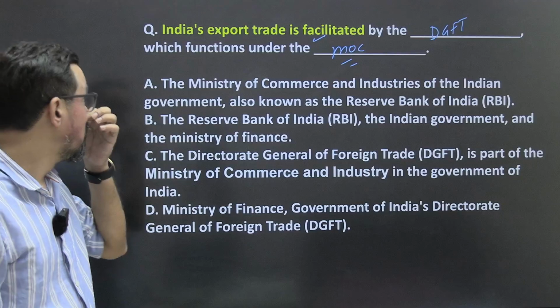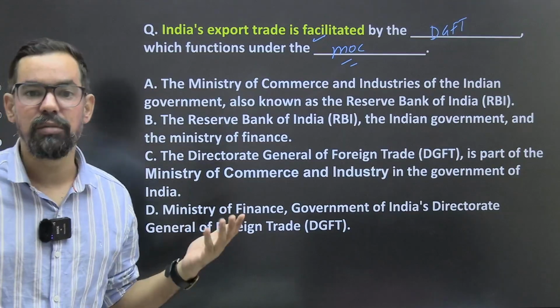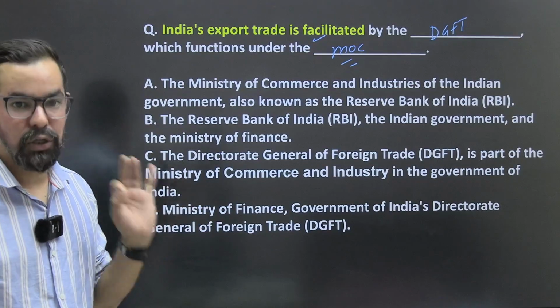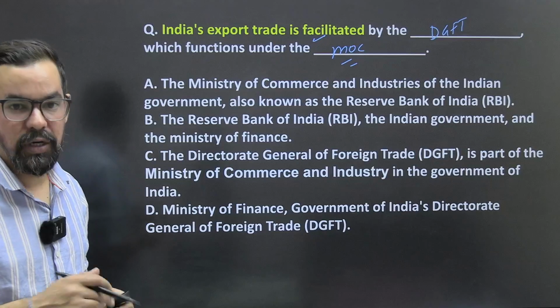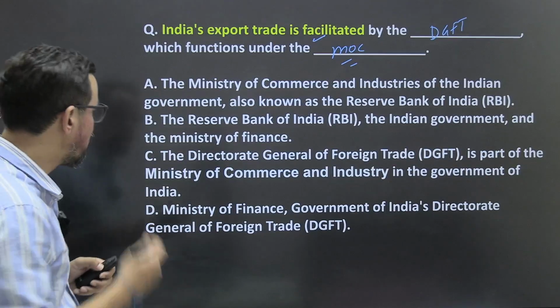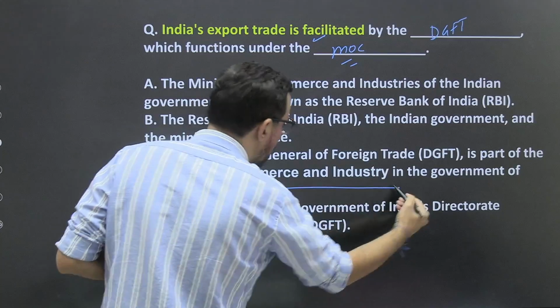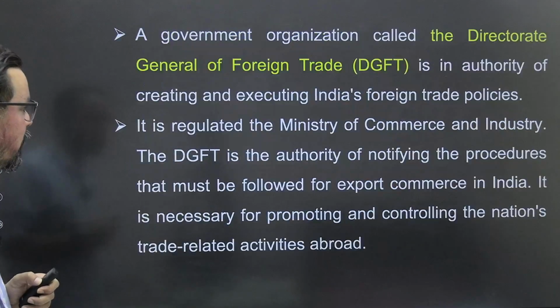ठीक है, चलो. So India's export trade is facilitated by, so EXIM policies generally get designed through the DGFT, ठीक है, Directorate General of Foreign Trade, ठीक है, and it generally comes under the Ministry of Commerce and Industry, right? तो कौन सा है इसमें आपका Directorate General of Foreign Trade, and it is part of Ministry of Commerce and Industry in India. So C will be correct answer.